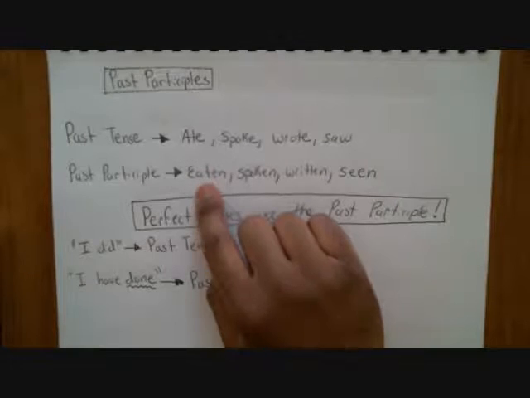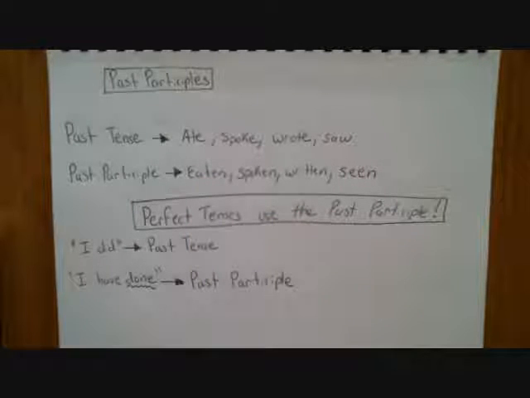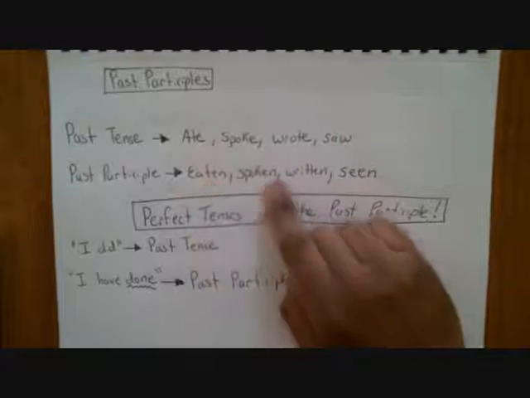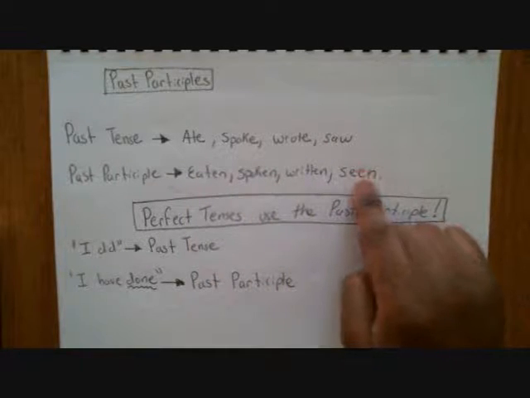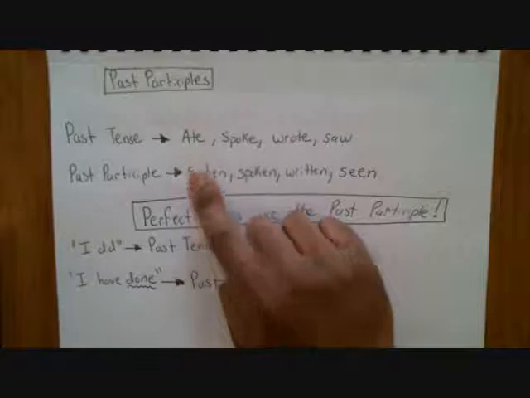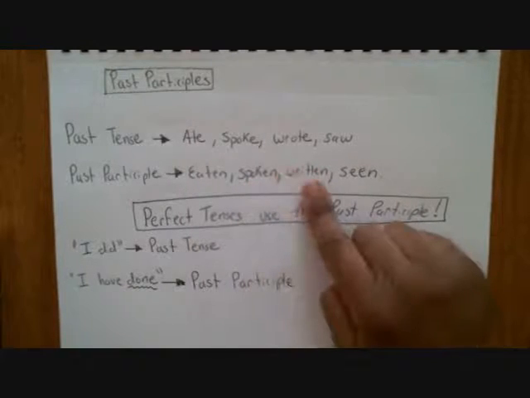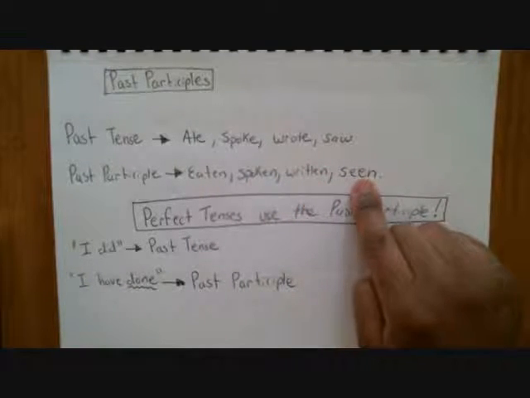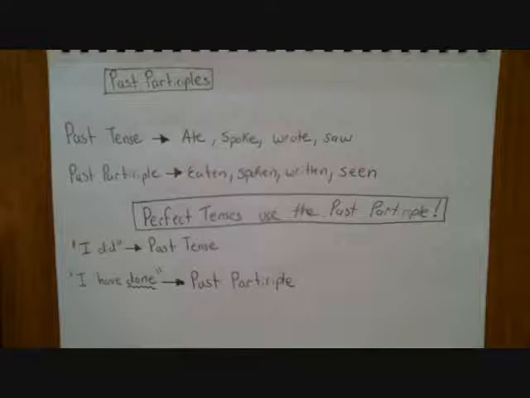Now, with the past participle, you cannot do that. Your pronoun does not go next to your past participle. You need to put the word have in the middle. You would not say I eaten, or I spoken, or I written, or I seen. That is not how you would communicate it, unless you're Jar Jar Binks, but that's another story. You would say I have eaten, I have spoken, I have written, or I have seen. So the past participle, simply put, is what you put after the verb have. It's the form of the past tense that you cannot put right next to your pronoun.